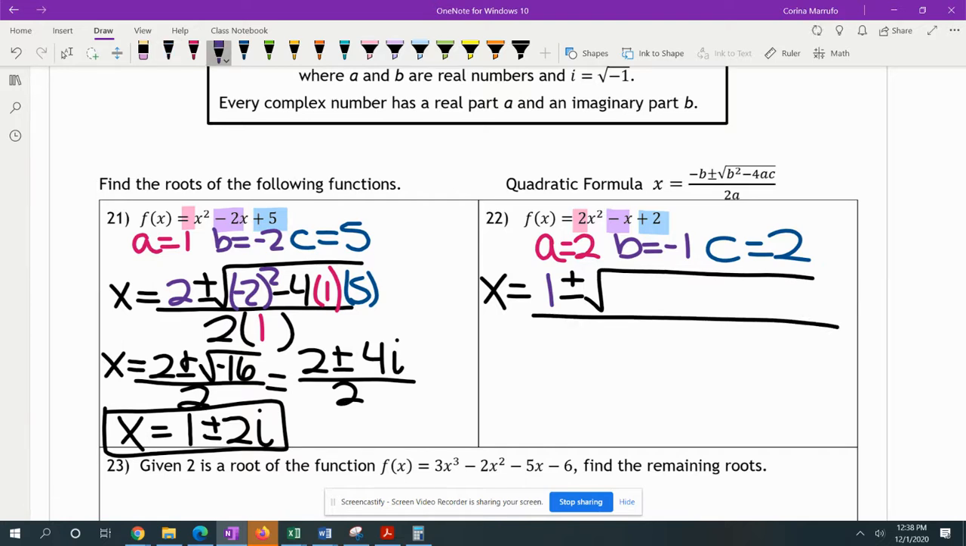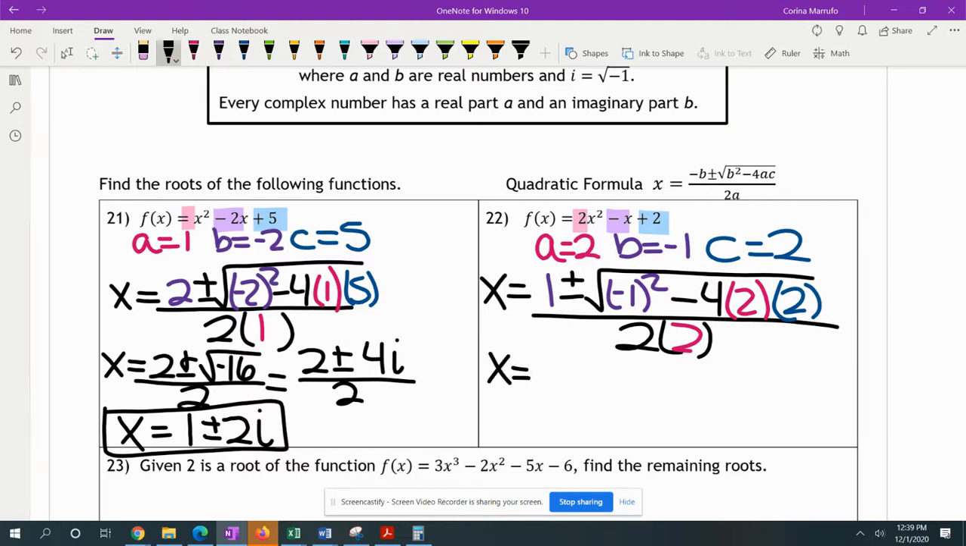So -1 squared, minus 4 times a. A is 2, times c. C is also 2. And this is all over 2 times a, so 2 times 2. Okay, so we do the part just under the square root first to see what we get.